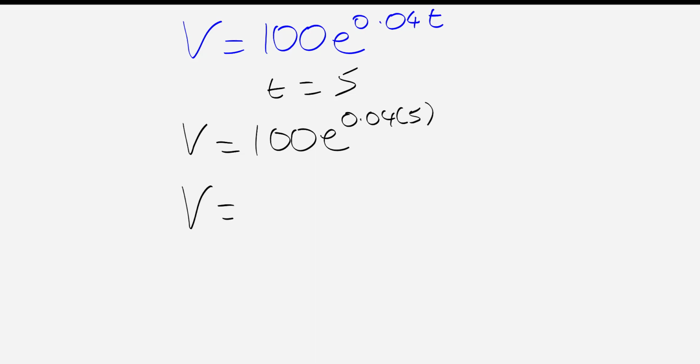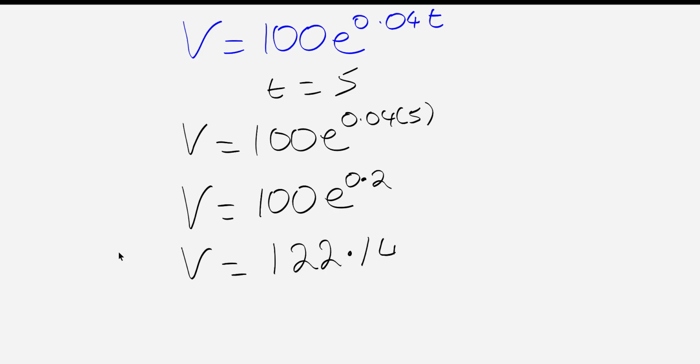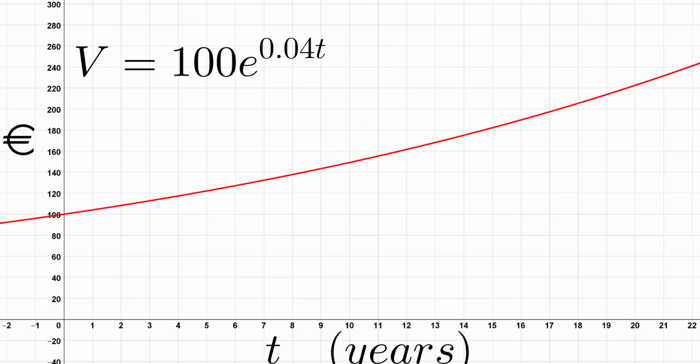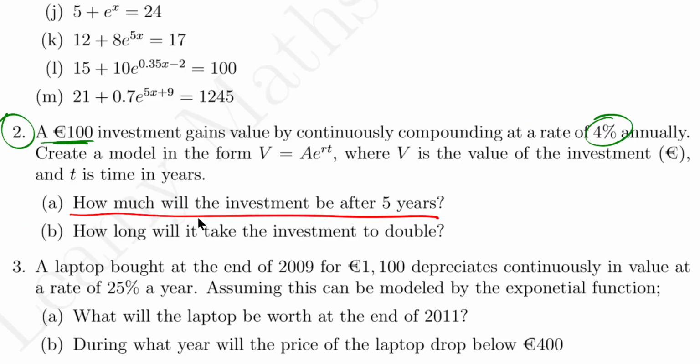In other words, v equals 100 e to the 0.2. And all we have to do is put this into our calculator, and you will get v is equal to 122.14. Now remember, this was euros, so it's 122 euros and 14 cents. So we can see here, when t was equal to 5, we put 5 in and our output was 122 euros and 14 cents. So we've answered part A. How much will the investment be worth after 5 years? We know it would be worth 122 euros and 14 cents.